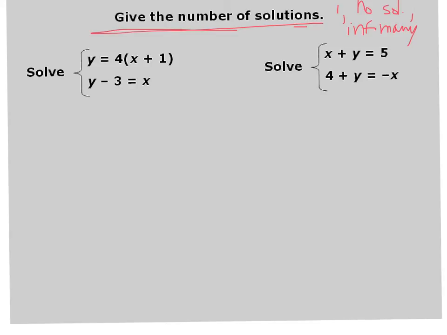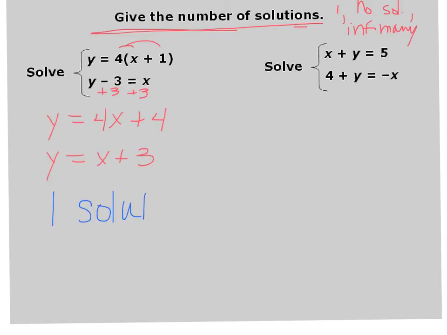So let's get all of these equations into slope-intercept form, because that makes it easier to compare their slopes and their y-intercepts. So the first one has different slopes, 4 and 1, and different y-intercepts, 4 and 3, so there's one solution. And again, you don't need to say what that one solution is, but these two lines would cross at one point of intersection.